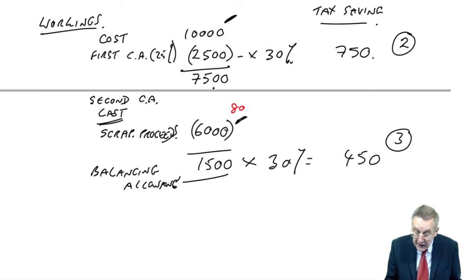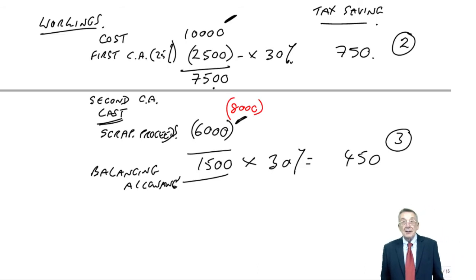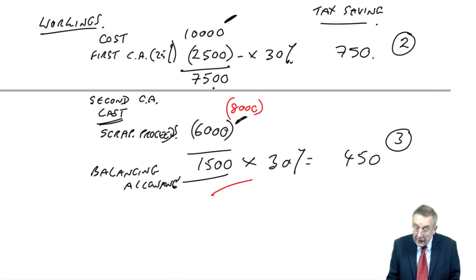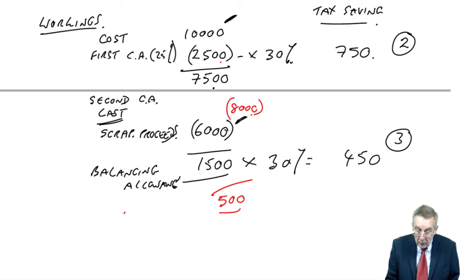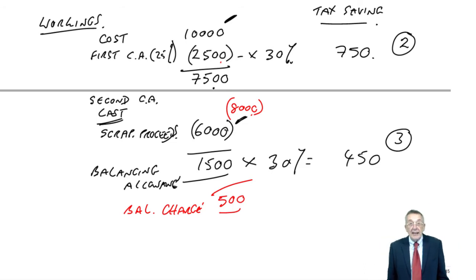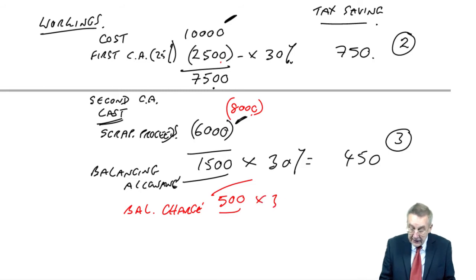Well, if the scrap proceeds have been 8,000, you've had too many allowances. The difference, 7,500 and 8,000, is 500. Well, this would be what we call a balancing charge. And so instead of saving tax, there'd be extra tax payable at 30%, 150.